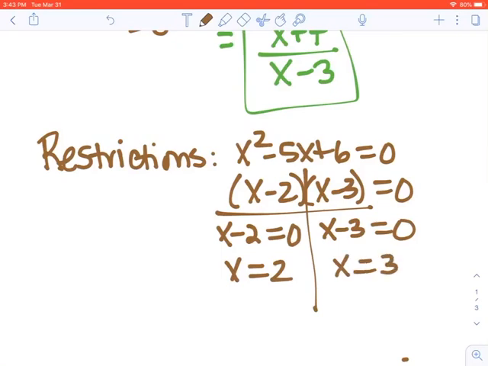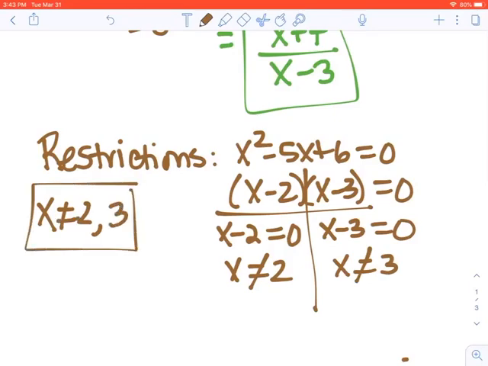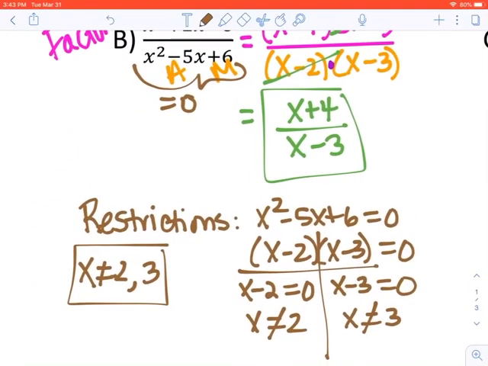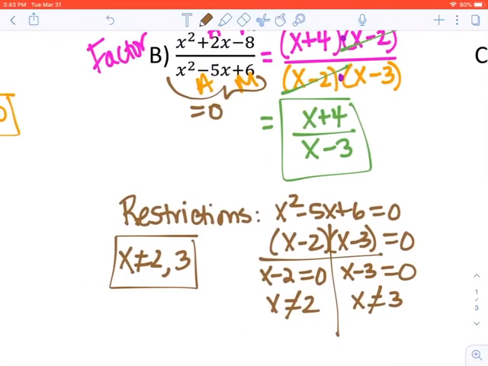Well, this is what x cannot be. X cannot be 2 and x cannot be 3. Those are your restrictions. If you tried to plug in 2 or if you tried to plug in 3, x can't be 2 or 3. What you'd get in the denominator is 0. Okay, so it's where the denominator is equal to 0.